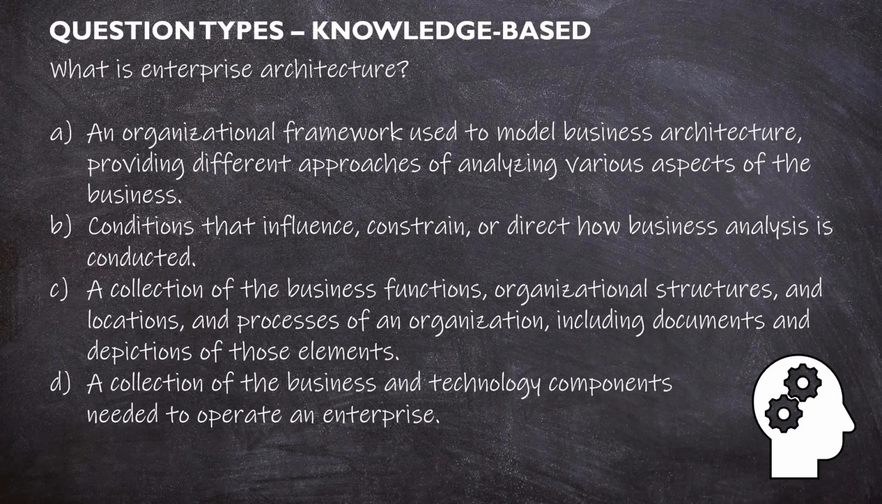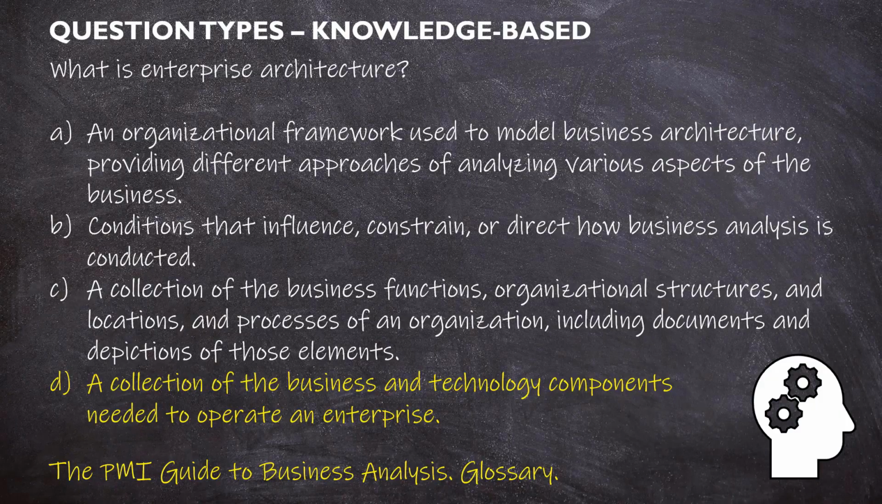B, conditions that influence, constrain, or direct how business analysis is conducted? C, a collection of the business functions, organizational structures, and locations and processes of an organization, including documents and depictions of those elements? Or D, a collection of the business and technology components needed to operate an enterprise? The correct answer is D, a collection of the business and technology components needed to operate an enterprise. And the reference for this is within the glossary of the PMI Guide to Business Analysis.